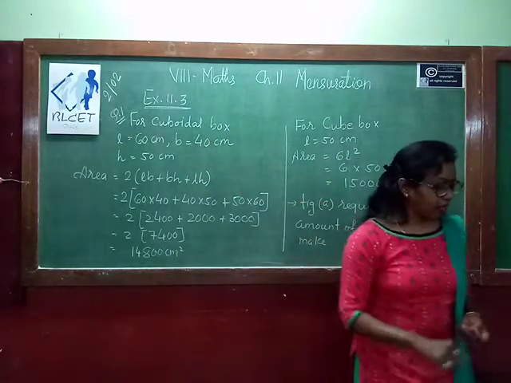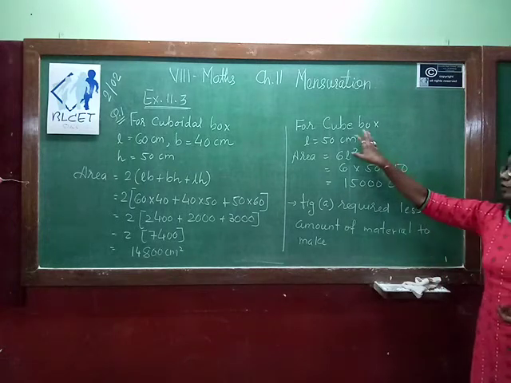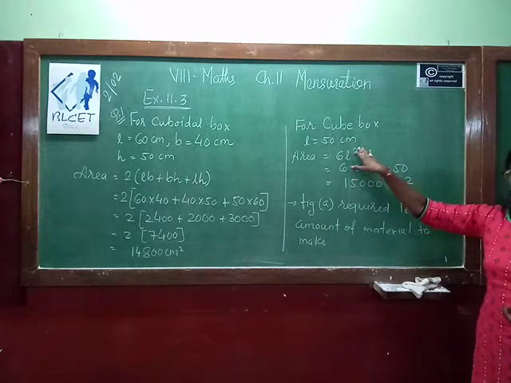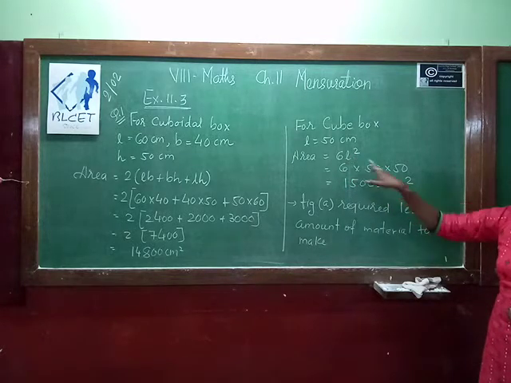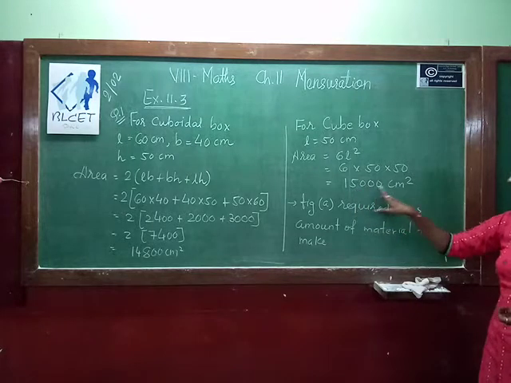Now we find the area of the cube, where the length is equal to 50 centimeters. So what is the area of a cube? 6L square. So 6 into L, which is 50, so 6 into 50 into 50. Do the calculation. The answer is 15,000 centimeters square.